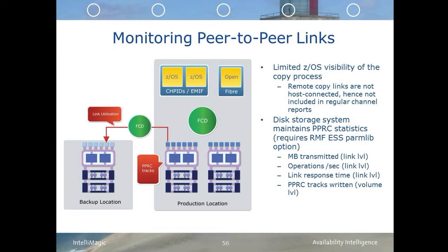Since the z/OS host typically is uninvolved in a peer-to-peer replication, you won't get any information on the links from the channel report. Instead, you will get the link statistics from the Type 74 subtype 8 records. In addition, you will get a count of peer-to-peer tracks written by volume in the Type 74 subtype 5 records.